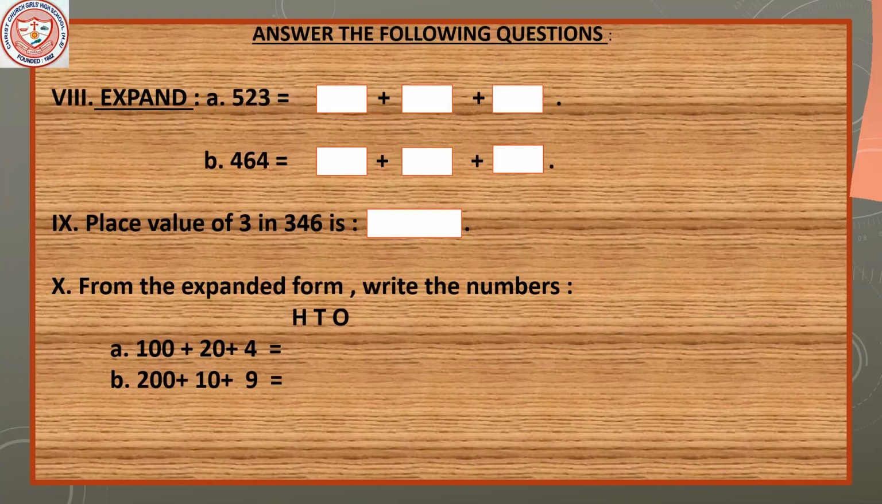Number 8. Expand. A, 523 is equal to dash plus dash plus dash. B, 464 is equal to dash plus dash plus dash. Number 9. Place value of 3 in 346 is dash. And number 10. From the expanded form, write the numbers. A, 100 plus 20 plus 4. Then B, 200 plus 10 plus 9.